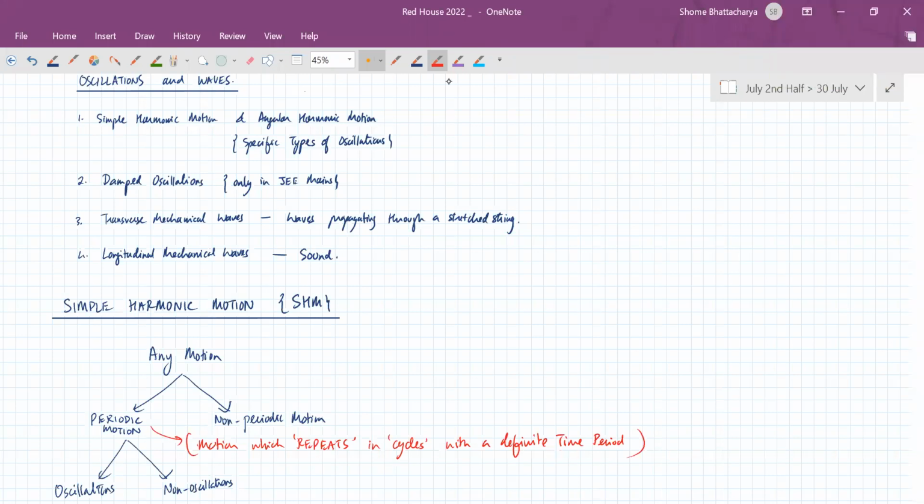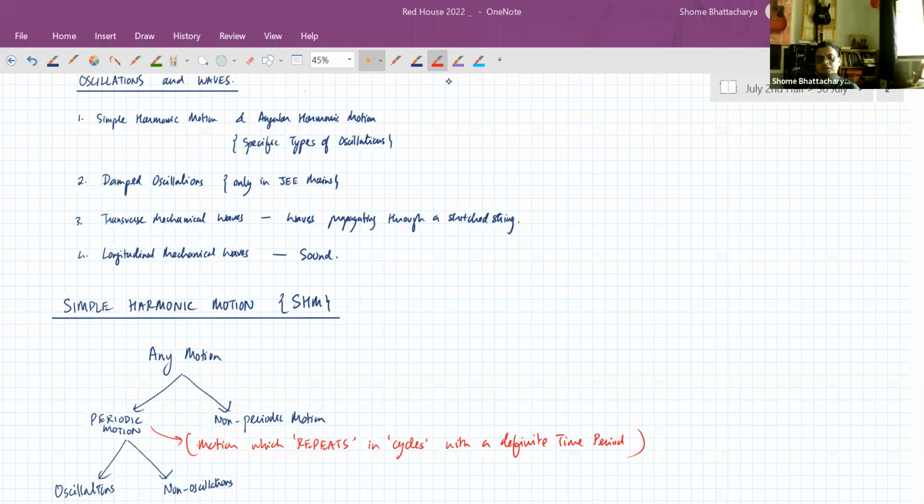Traffic light, yeah. To a certain extent you can say that. It is a very artificial system, but if traffic lights are rotating in a periodic cycle, with a definite time period, then definitely we can say it is non-oscillation. Okay, anything else? Anybody else? One example is the cyclical changing of traffic lights.